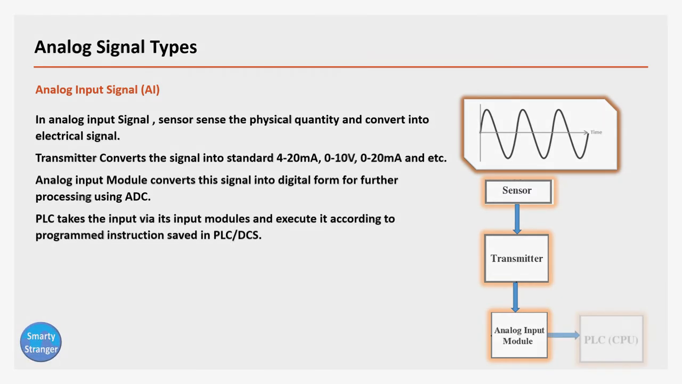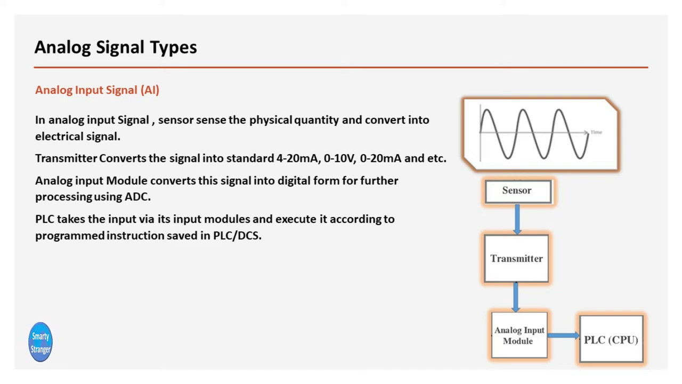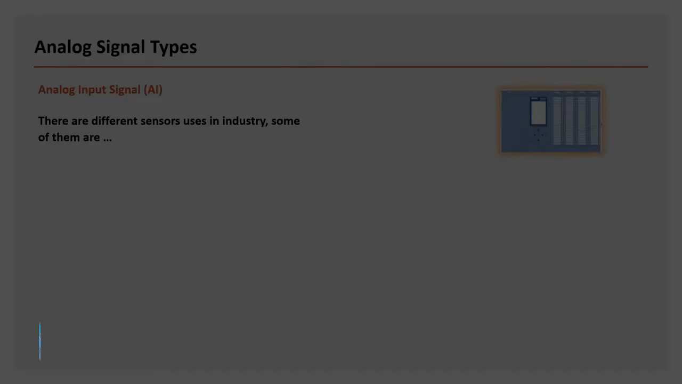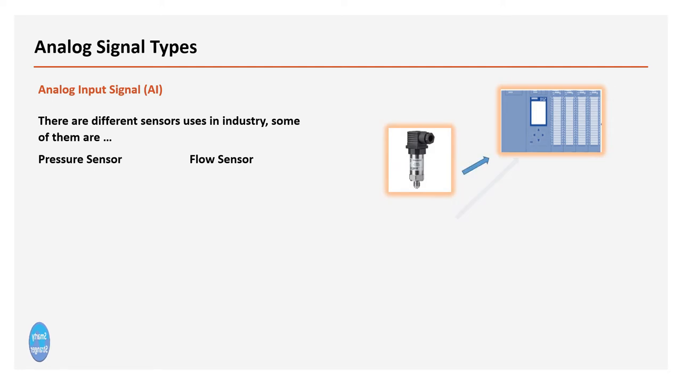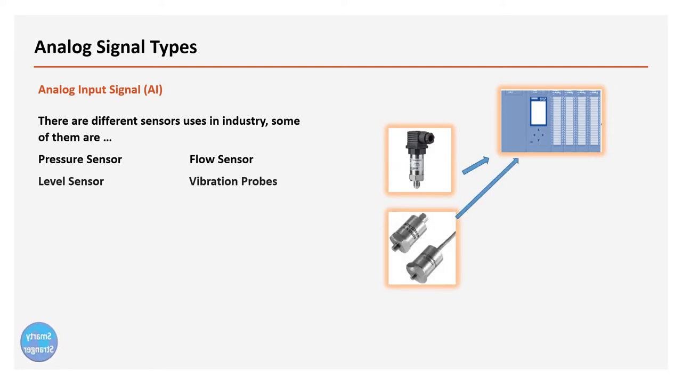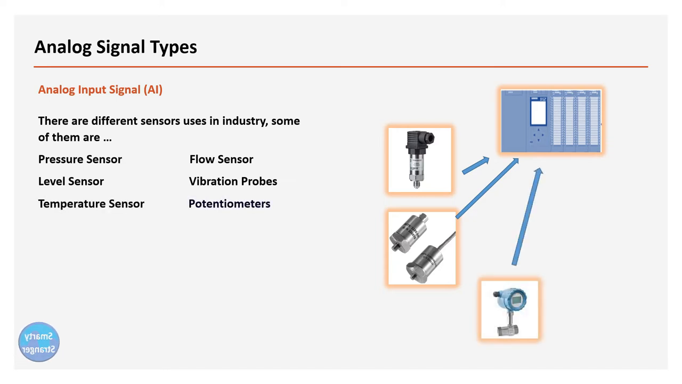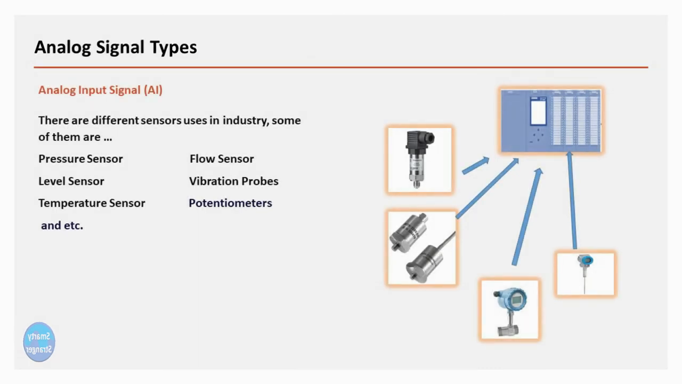The PLC takes the input via its input modules and executes it according to the programmed instructions saved in the PLC/DCS. There are different sensors used in industry. Some of them are pressure sensor, flow sensor, level sensor, vibration probes, temperature sensor, potentiometers, etc.